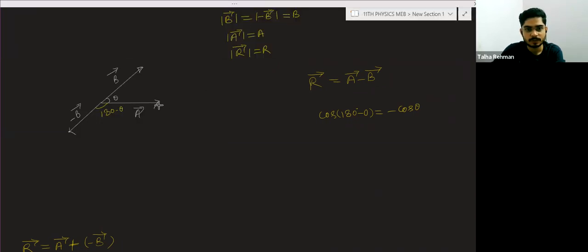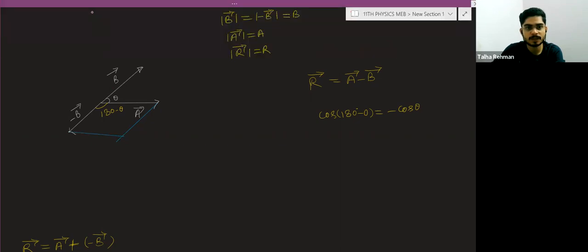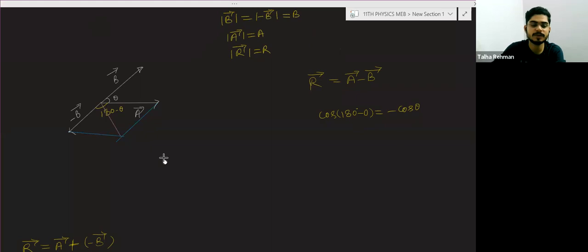Now draw a parallel line with a line which is parallel to this and a line which is parallel to this line. So your resultant will be this. This will be your final result. Okay. This will be your R vector. Got it?